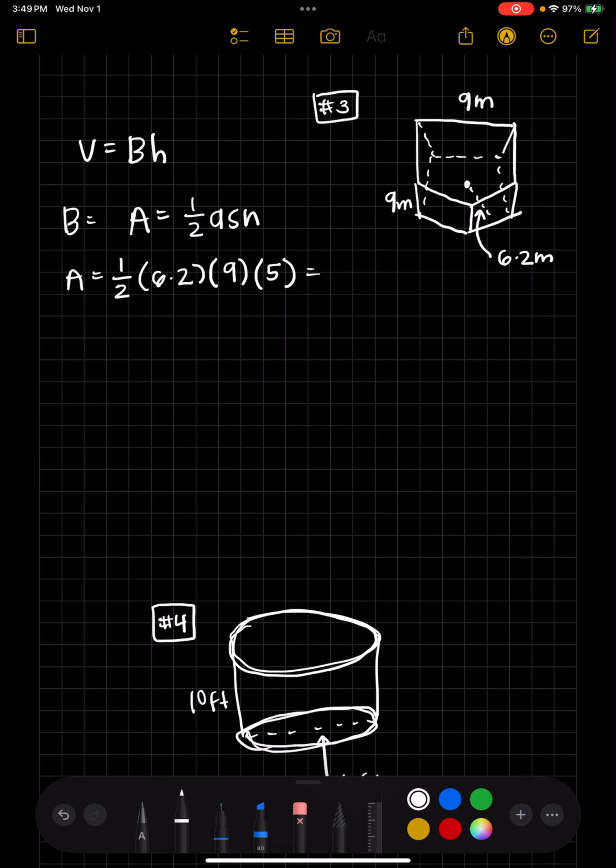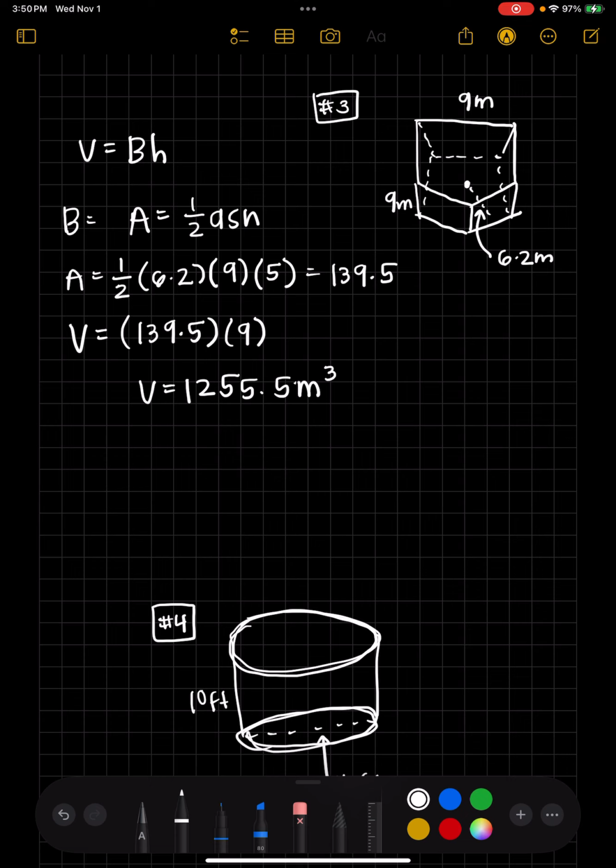All right, so let me plug that into my calculator, and I get 139.5. Okay, so that's just the area of the base. So for my volume, I would do the area of the base, which I just found is 139.5, times the height of the prism, which again is like the distance from the bottom pentagon to the top pentagon. In this case, that's 9. Okay, so now if I plug that in, I end up with that the volume is equal to 1,255.5, and that's in meters cubed because now it's a volume.